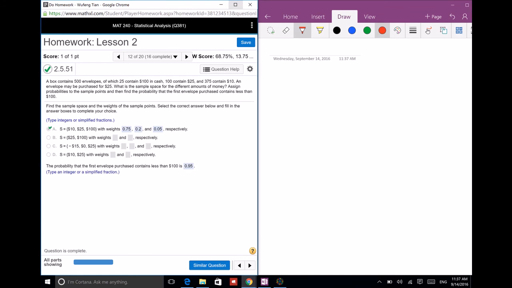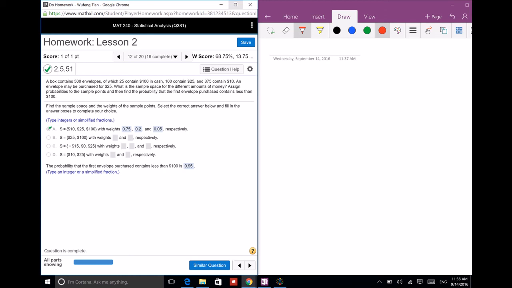Number 12. A box contains 500 envelopes. 25 contain $100 cash, 100 contain $25, and 375 contain $10. An envelope must be purchased for $25. What's the sample space for the different amounts of money?